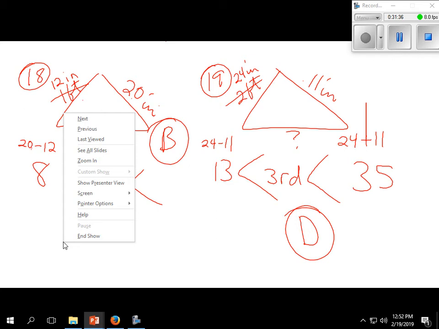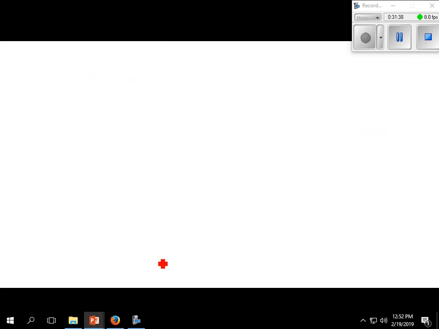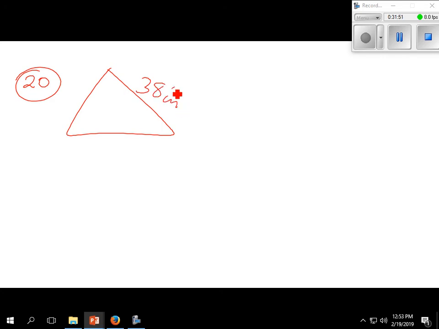Problem 20. Triangle has one side that measures 3 feet. Another side that's 38 inches. So I'm going to write down the 38 inches. I'm not even going to write down the 3 feet. I'm just going to do 3 times 12, which is 36. So that's 36 inches and 38 inches. Find the third side.